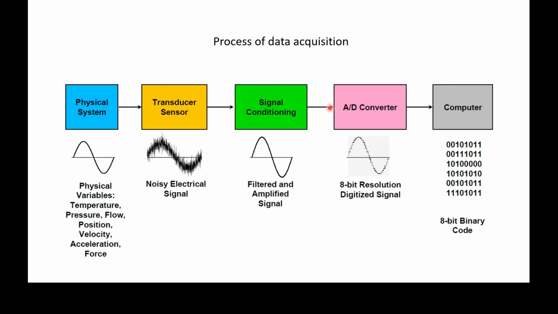These days, you usually go through a process that's outlined in this slide, where we have whatever physical variables that we want to measure, like temperature, pressure, flow, etc. That's our physical system. I've denoted this by a little sine wave. You'll see why in a moment. And we take that and we try and turn it into an electrical signal.